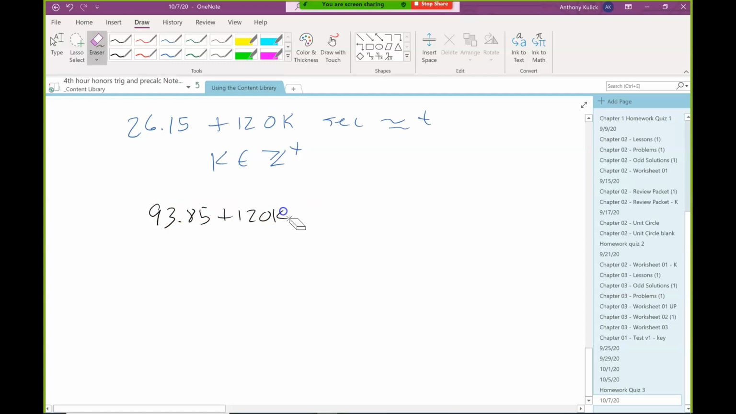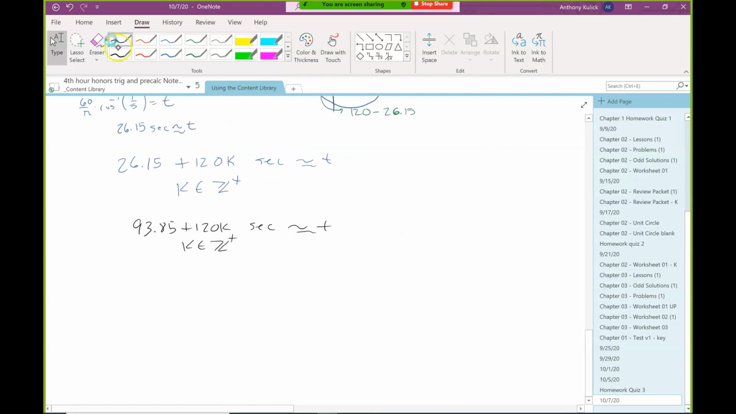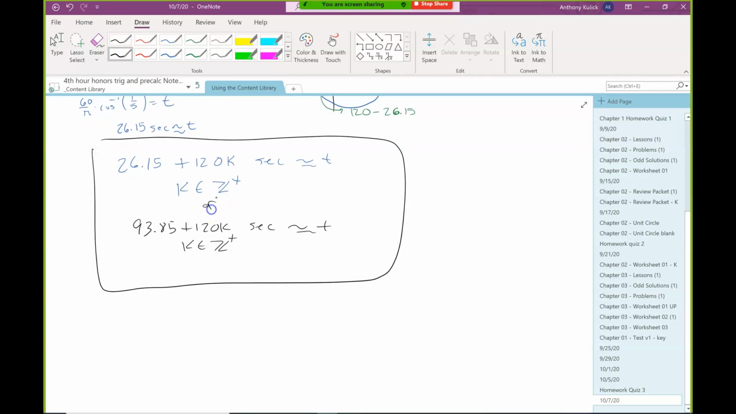But we need to take back that 26.15. So the completest possible answer is these: 26.15, or any time coterminal to 26.15, these are times, and then 93.85, or any time coterminal to 93.85.